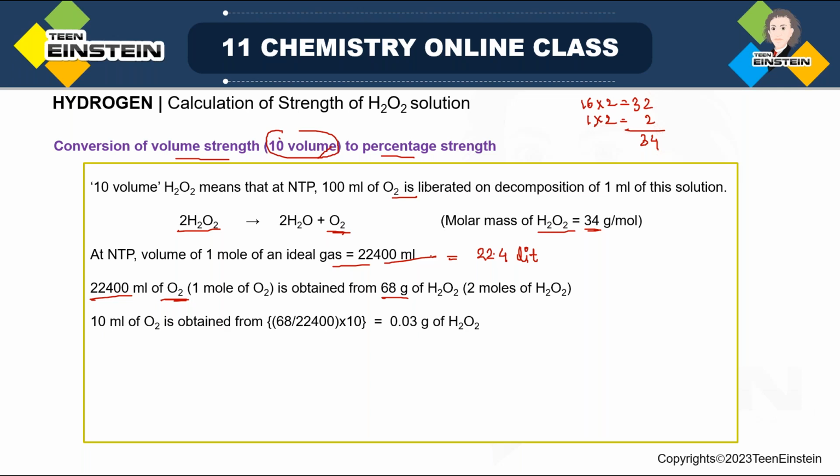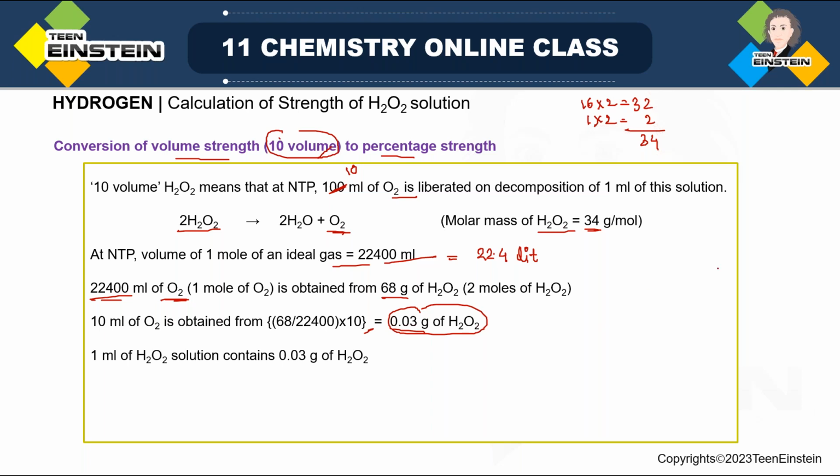So 10 ml of O2 will be obtained from 68 divided by 22400, into 10, and the value we are getting is 0.03 gram of H2O2. So 22400 ml of O2 is obtained from 68 gram; from that you can calculate 10 ml of O2 will be obtained from 0.03 gram. But remember, this amount of H2O2 is actually present in 1 ml of H2O2 solution, because that is the definition.